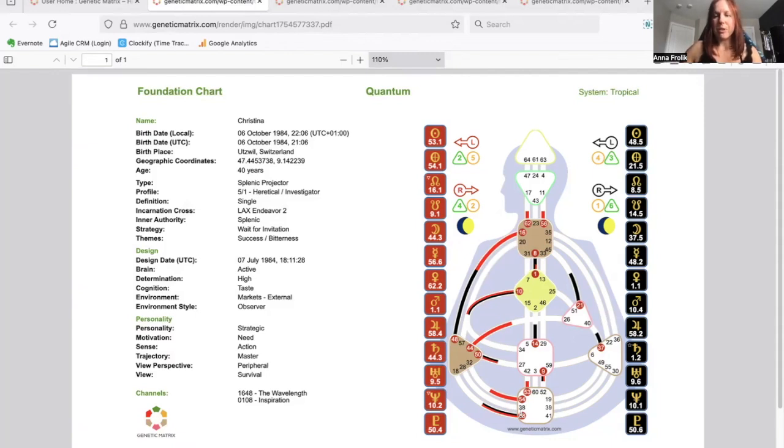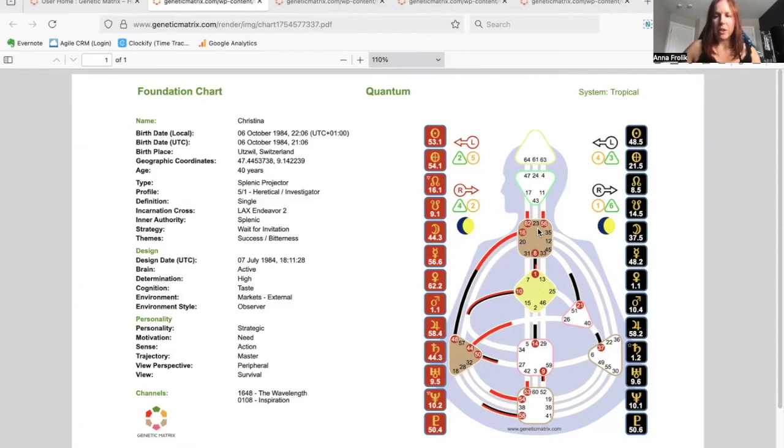I think everyone I've read for so far here in these demo readings has had an open or undefined root. I have one as well, so I know very well what that can feel like. So the three defined centers that you have, the spleen, you have the throat, and the G center. The throat is your self-expression, your communication. You have a consistent way of communicating.